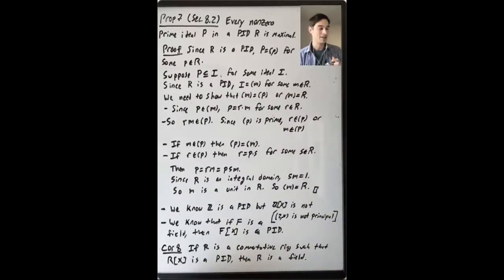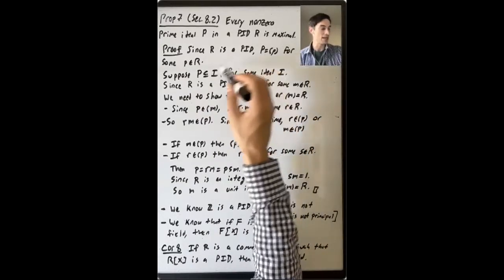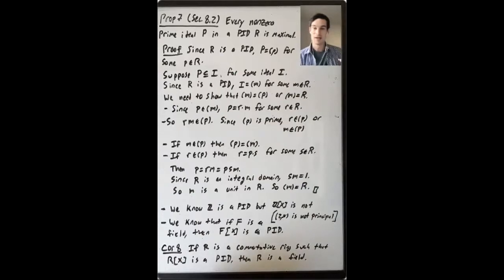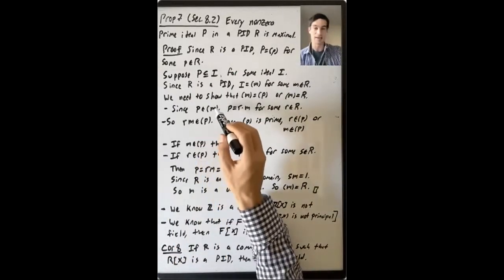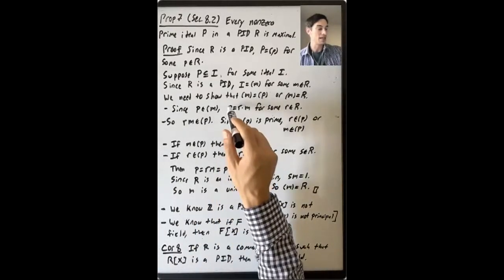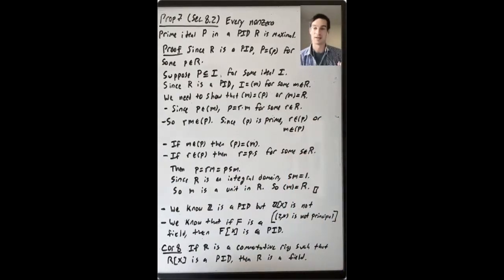All right, so what do we know? So we know that the ideal generated by p, that is P, is contained in I, which is the ideal generated by m. So that means the element little p is in the ideal generated by m. So what does it mean to be contained in a principal ideal in a commutative ring with identity? That means that p is equal to r times m for some element little r in the ring.